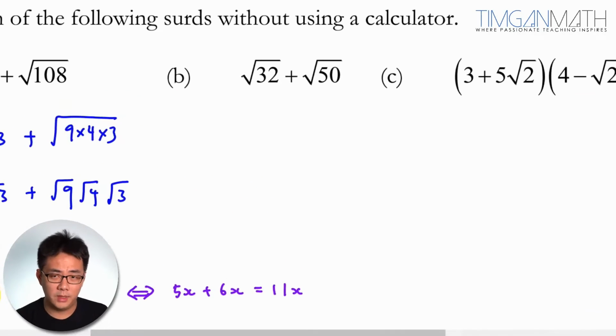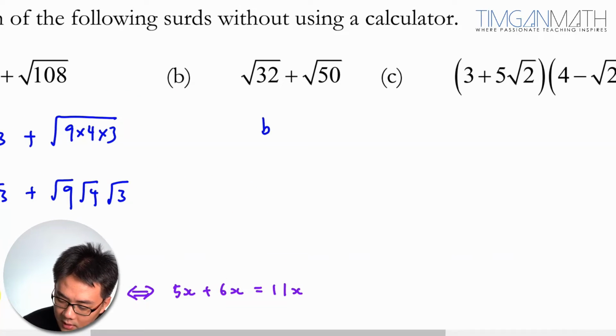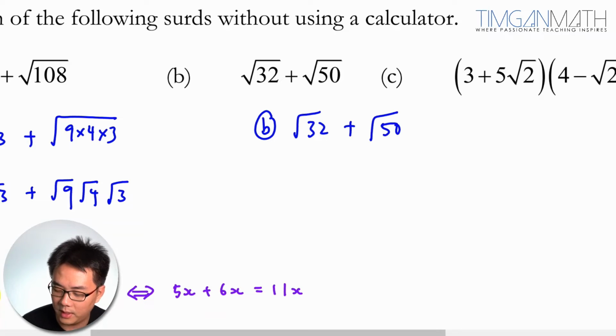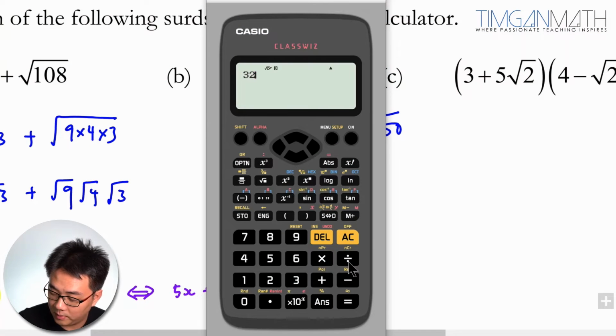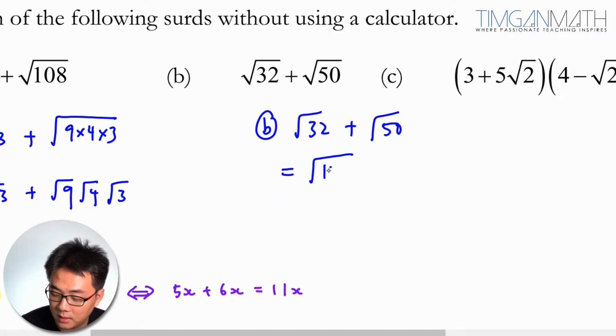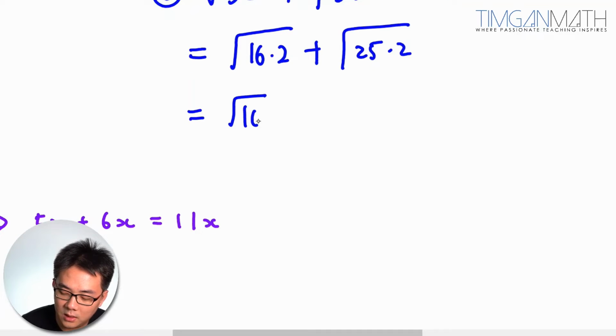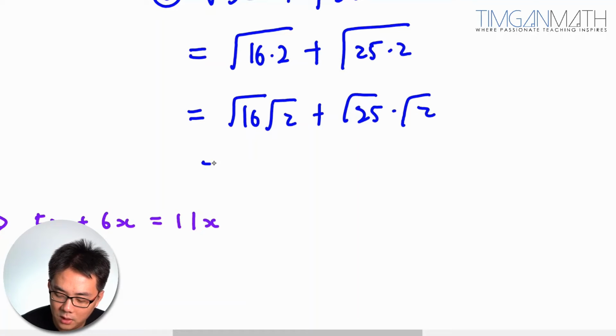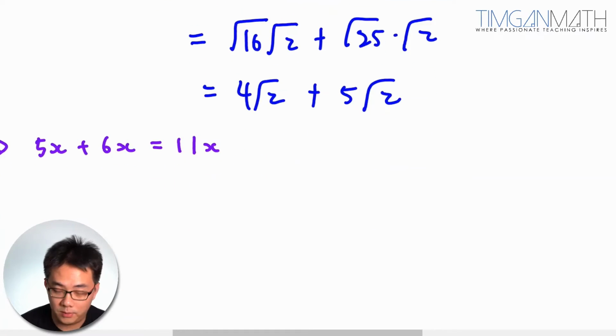Let's move on to part B. Part B we have root 32 plus root 50. So 32 could be divided by 16 maybe. 16 is a perfect square, so this is 16 times 2. 50 we all know is 25 times 2, so that's great. So this will be root 16 times root 2 plus root 25 times root 2. So this will be 4 root 2 plus 5 root 2. This will be 9 root 2.